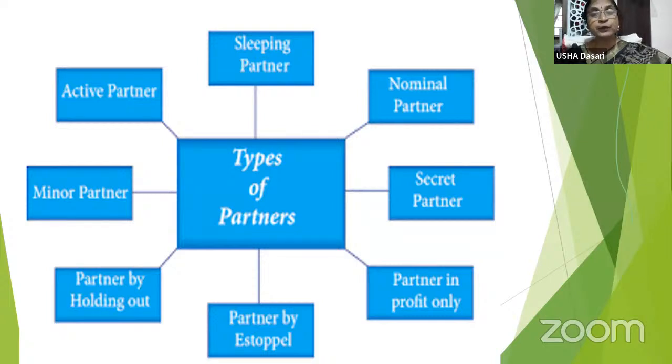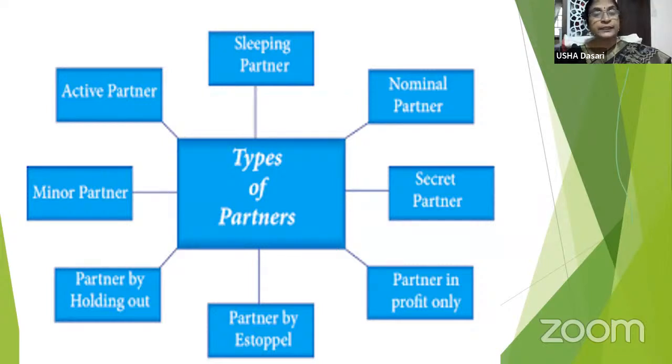Next one is partner by holding out. So what does it mean here? This partner shall be liable to the outsiders who deal with the firm on the presumption of that person being a partner in the business, even though he is not a partner and does not contribute anything to the business. That person is called a partner by holding out.